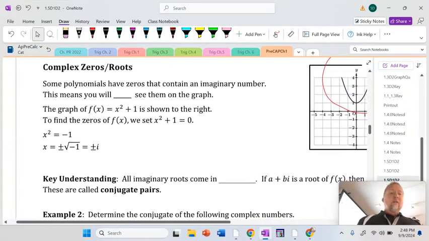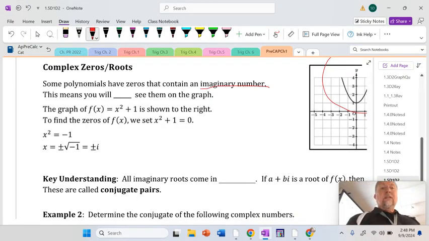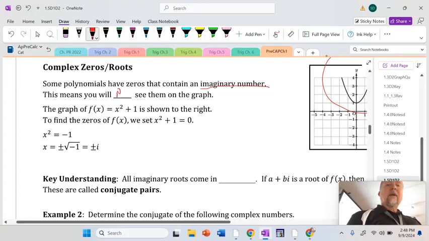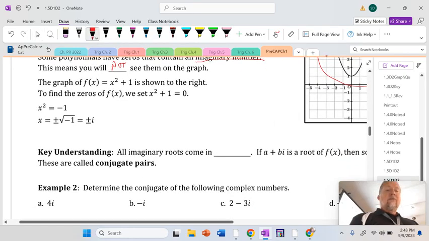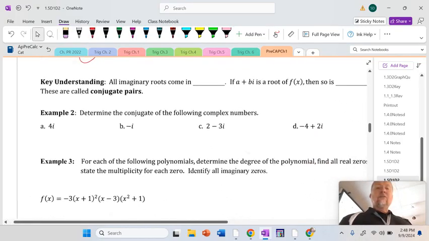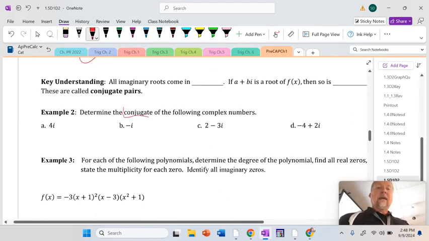All right. Some polynomials have zeros that contain an imaginary number. We already talked about this when we talked about the quadratic formula. This means you will not see them on the graph. They will not be x-intercepts is really what that means. And here's what I already defined: what the square root of -1 is. It's i. So imaginary roots come in, can everyone say conjugate? Conjugate pairs. Okay, they come in conjugate pairs. Okay, but I'm using that word.